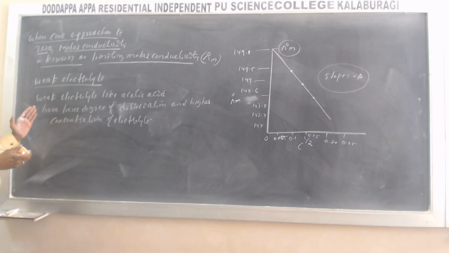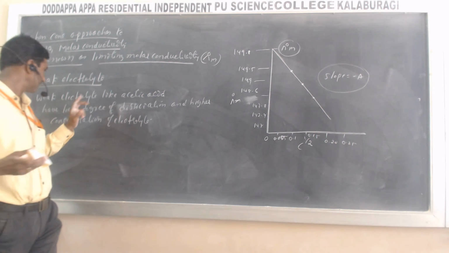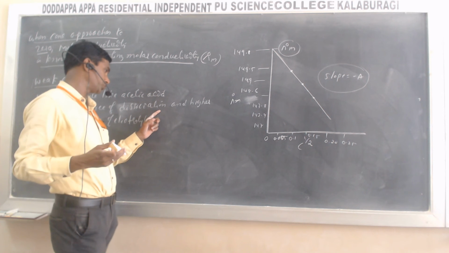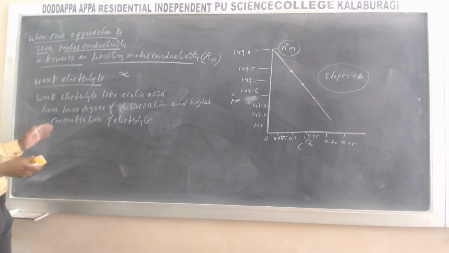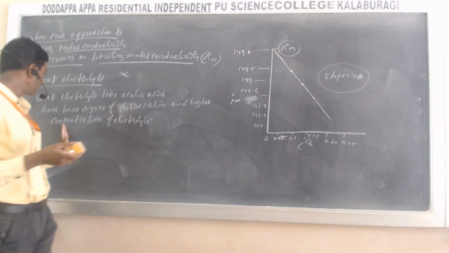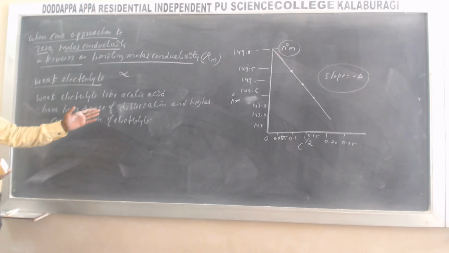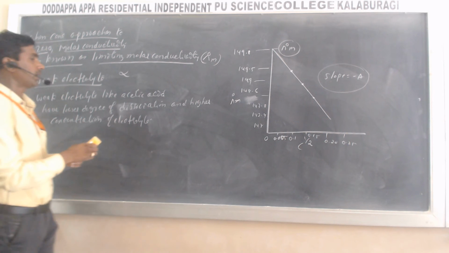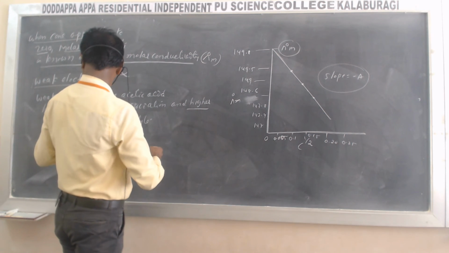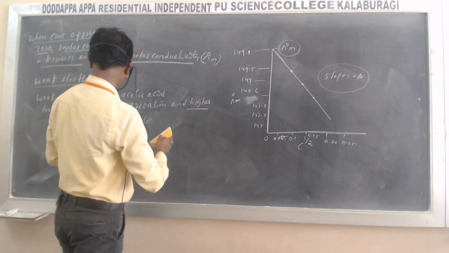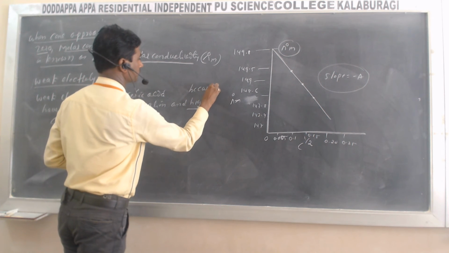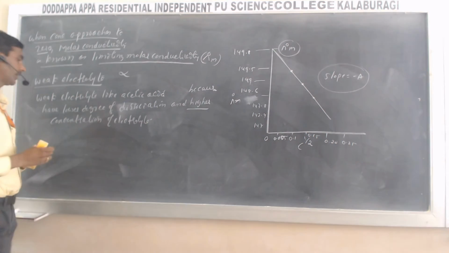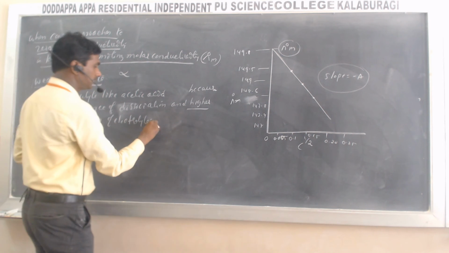For weak electrolytes, they ionize partially. Because of this, weak electrolytes like acetic acid have a lower degree of dissociation. Alpha is the degree of dissociation, and it is low because of the higher concentration of electrolyte.